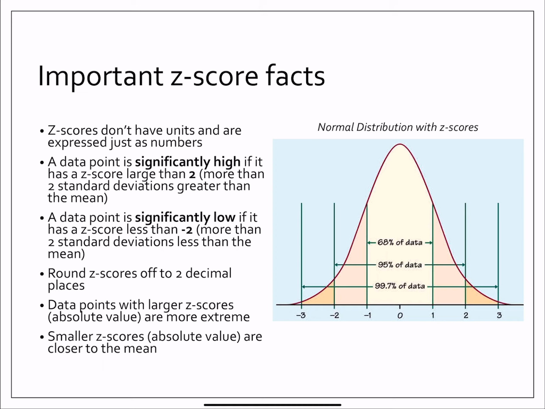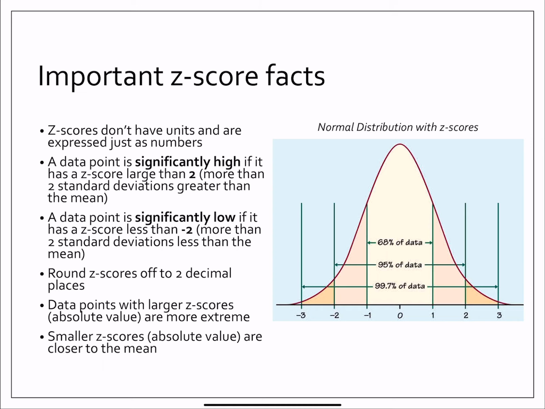Okay. So it's significantly high. If we're 2 arm lengths, or 2 standard deviations, or 2 bar stools away from the middle, it's significantly high. And as such, because the z-score is measuring the number of arm lengths or the number of standard deviations, if the z-score is bigger than 2, then that data value is significantly high.